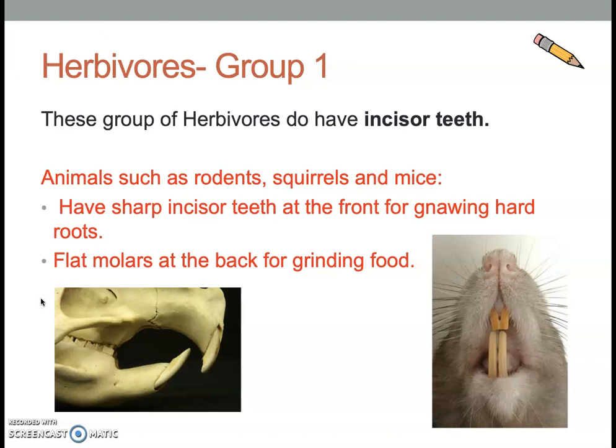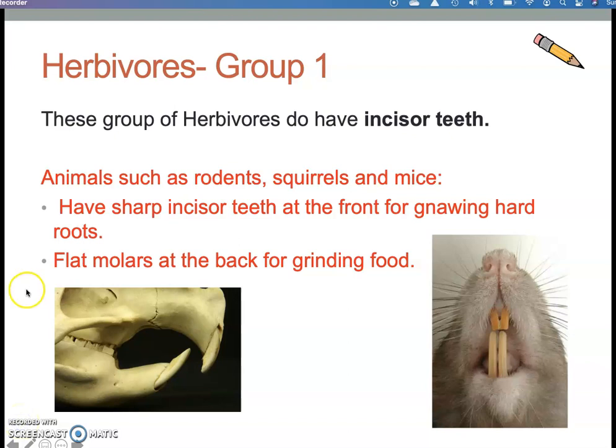I would like you to write down just the writing that is in red, please. So remember to write Group 1 and then write the bullet points that are in red. Again, good time now for you to pause the video so you have some time to write down that information.